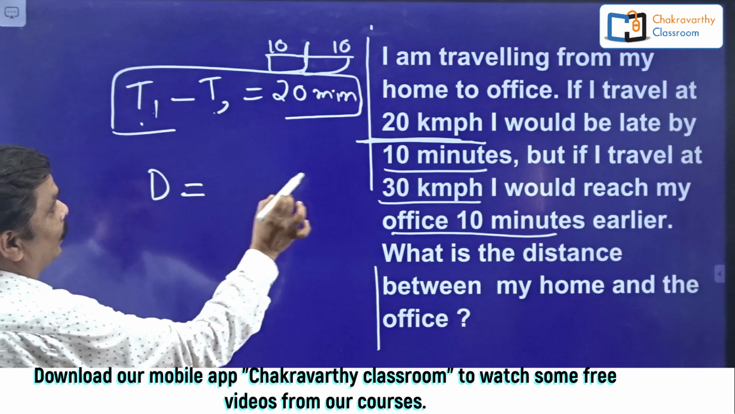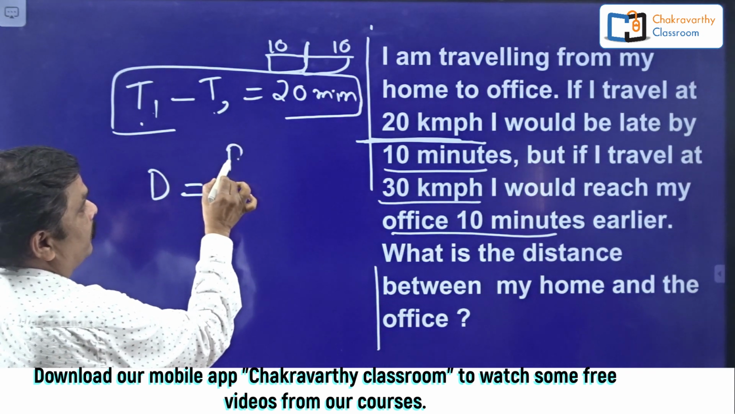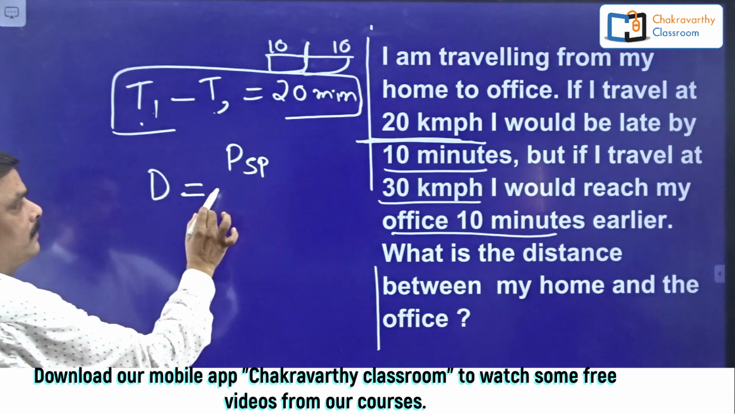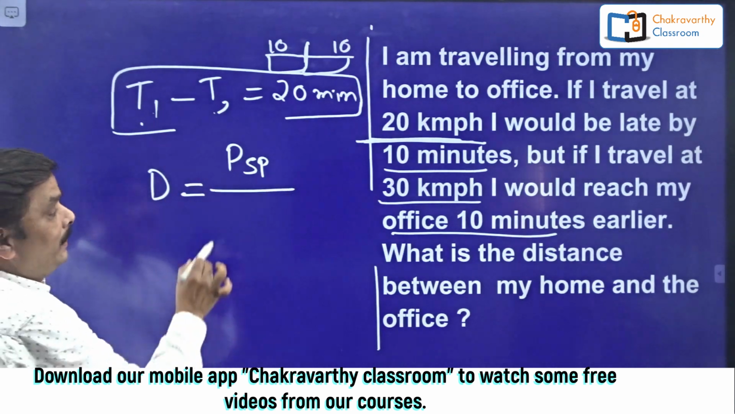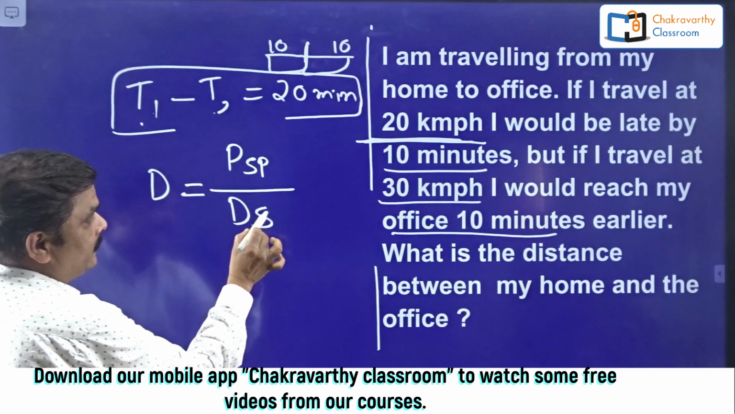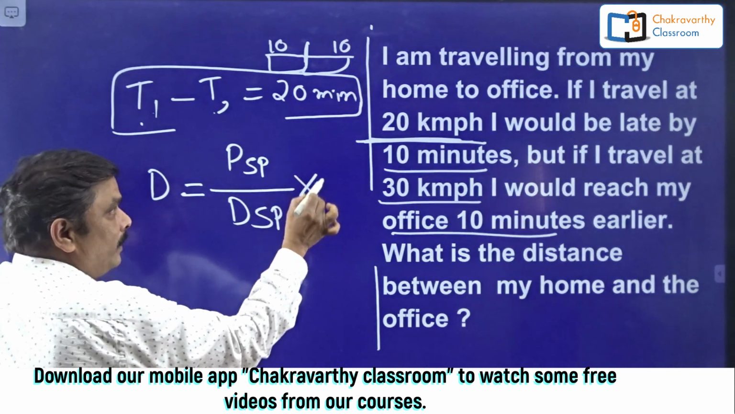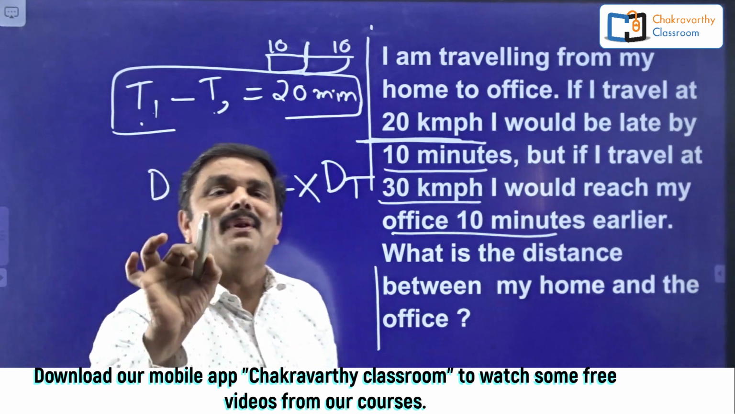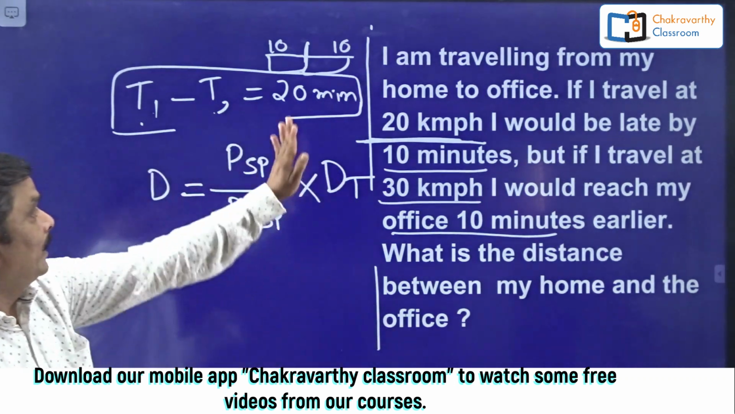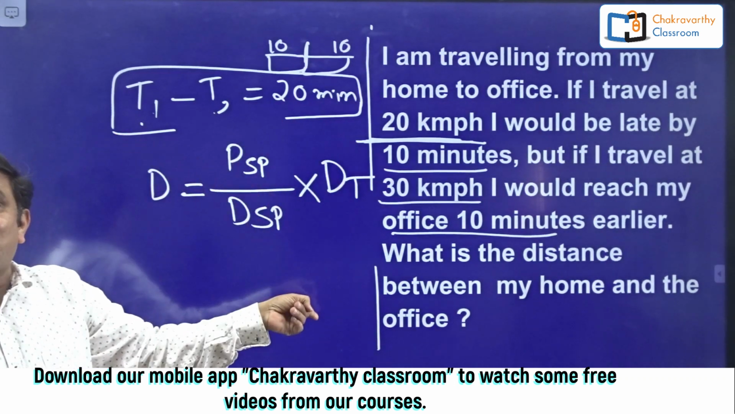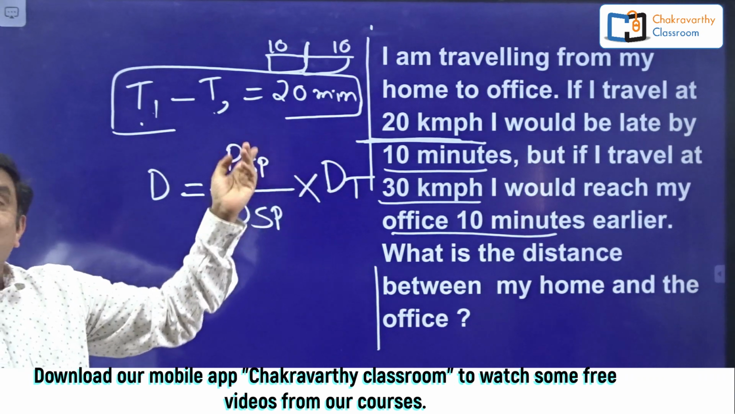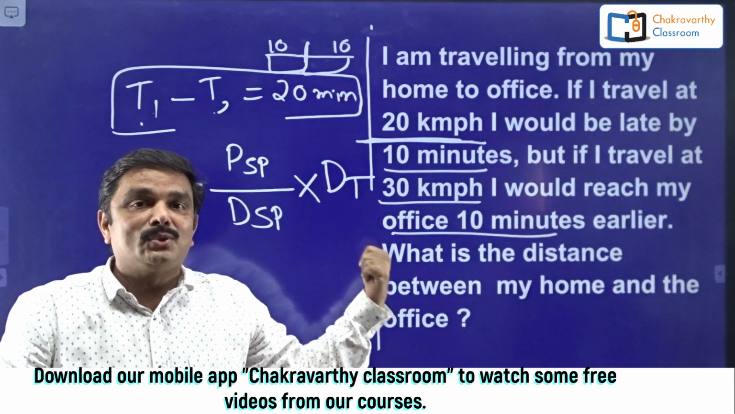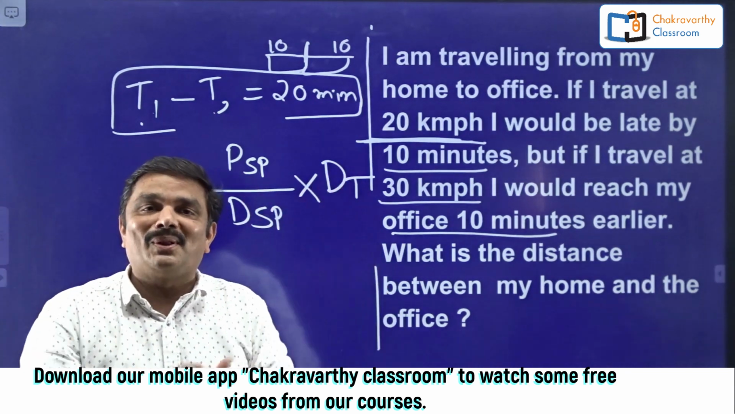Distance is equal to product of the speeds. Two speeds they have given, right? Product of the speeds divided by difference in speeds into difference in timing. Simple formula. You can use this one. It is universally accepted for this type of questions. Are questions based on this logic. In the next question I am going to apply this one. Miraculously we can solve the question.